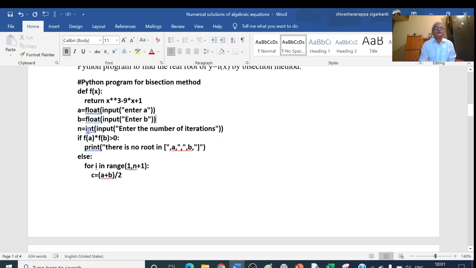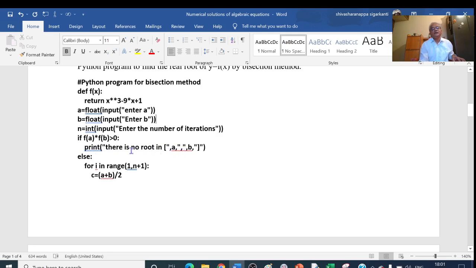That is, n is an integer here. n equal to int input, enter the number of iterations. Now here, if f of a into f of b is greater than 0, then we say that there is no root. So give a print statement here: print there is no root in a comma b.